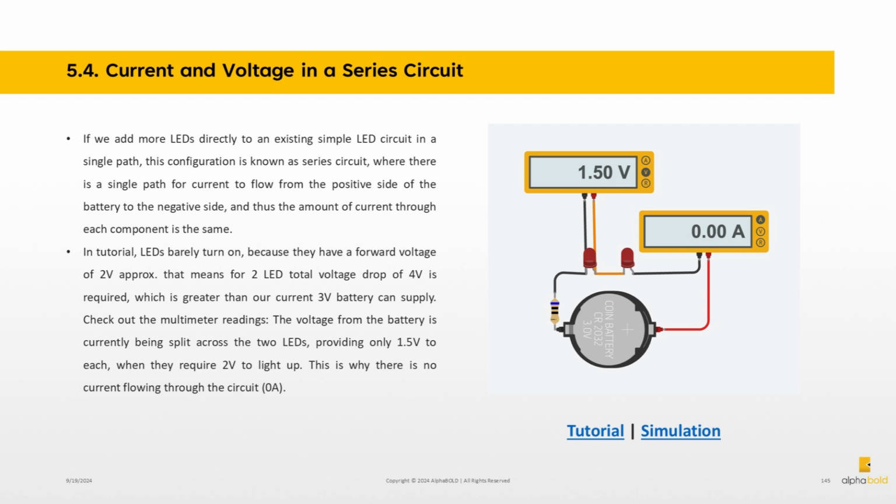In the tutorial, the LEDs barely turn on because they have a forward voltage of approximately 2V. That means for 2 LEDs a total voltage drop of 4V is required, which is greater than our current 3V battery can supply. Check out the multimeter readings. The voltage from the battery is currently being split across the two LEDs, providing only 1.5V to each, when they require 2V to light up. This is why there is no current flowing through the circuit, 0A.